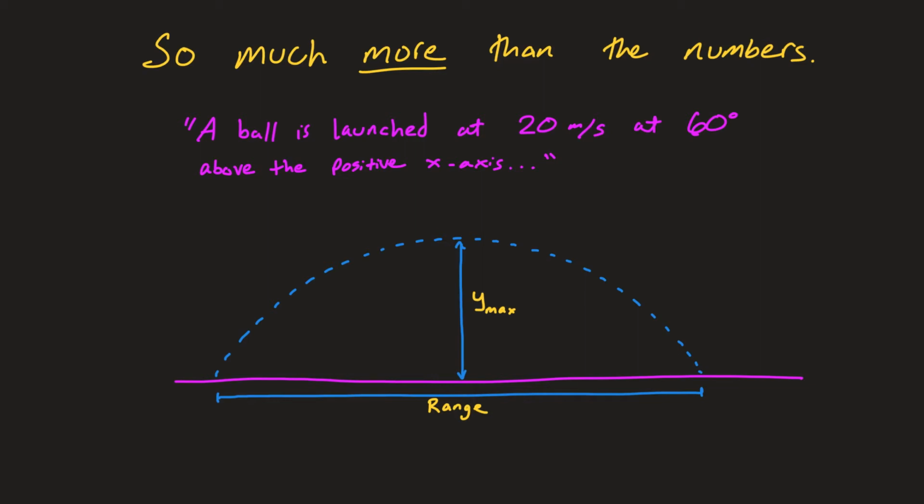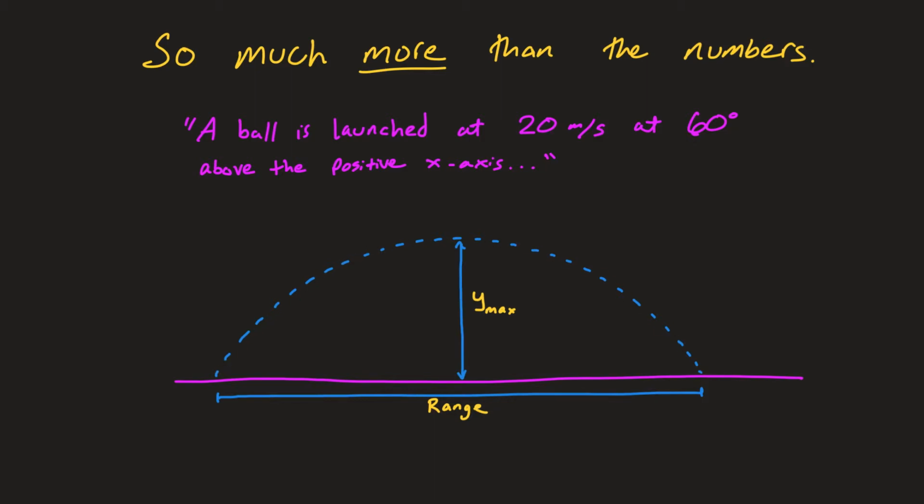This video is about projectile motion, but we're not going to go through a bunch of problems with the numbers in a way that you might have seen before. Like a ball is launched at 20 meters per second at 60 degrees above the positive x-axis, and then go solve for everything. In fact, with this amount of information, ignoring air resistance, you could figure out every little bit of the subsequent path of the particle.